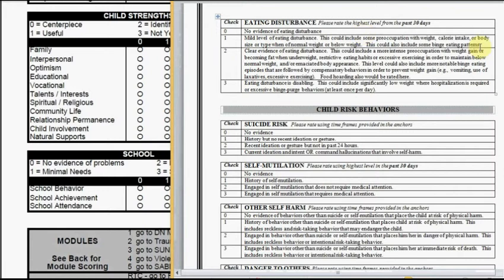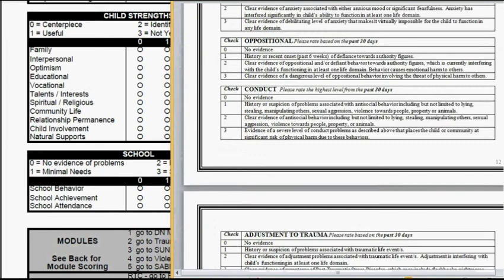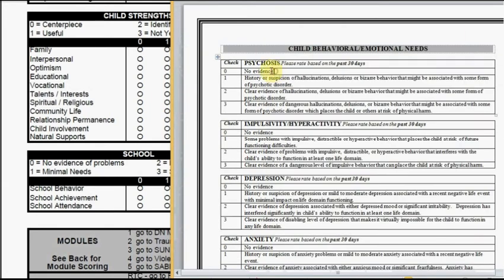Zero is generally no evidence, and I'm really tempted to start with saying all of the zeros will be no evidence, and just avoid discussing that any longer, but we'll see how it goes. 1. There's a history of suspicion, and you can see the pattern already. That 1 is history of, in this case, hallucinations, delusions, or bizarre behavior that might be associated with some form of psychotic disorder, but there's no real evidence.